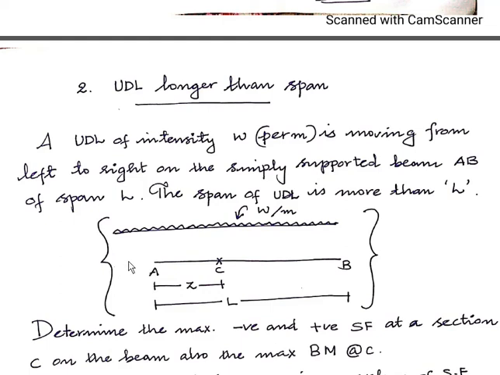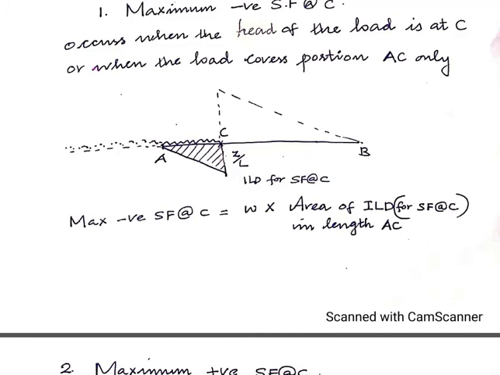When this UDL is moving from A to B, when the head of the load, the beginning of the load reaches C, there the maximum negative shear force at C occurs, which means when the load covers the portion AC only. You can see here in the AC portion, load has already reached this portion AC, but not crossed this point C. In this position, the maximum negative shear force at C occurs.